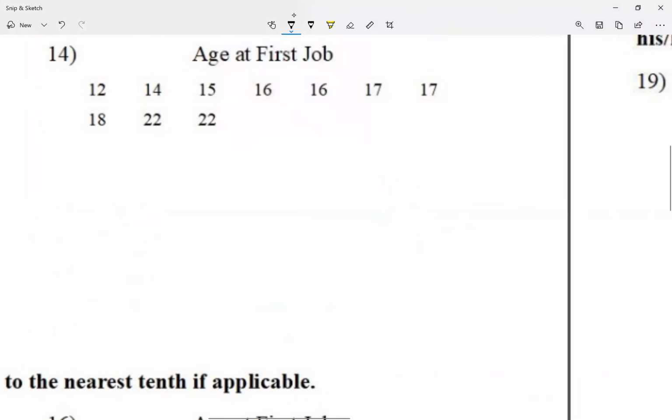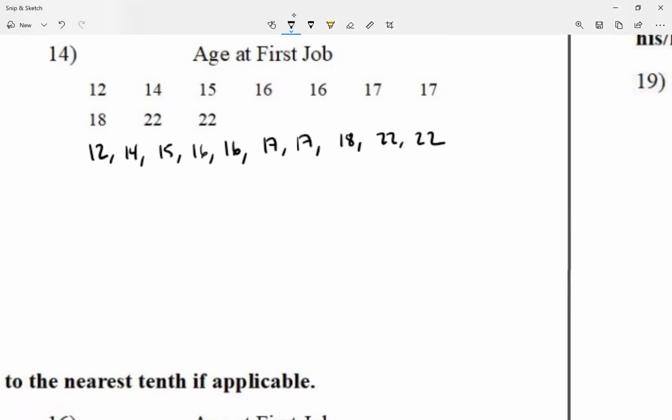As a list, remember, you're going to put the numbers in order. So 12, 14, 15, 16, 16, 17, 17, 18, 22, and 22. All right, there's 10 numbers. So I'm going to cut this in the middle. It's an even number, right? 10 is even. So my line is going to go in between two numbers. So the middle happens to be right here. We call this quarter two or median.